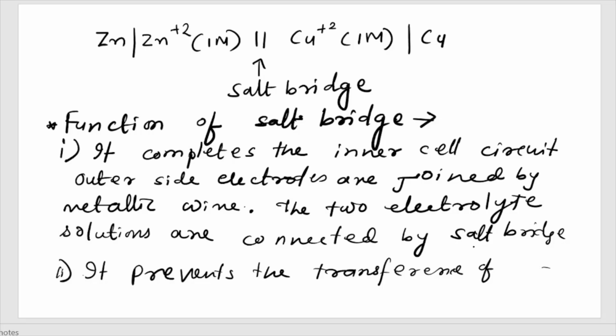Then come to the question, salt bridge. What is the salt bridge and what is the function of the salt bridge? Very important. It completes the inner cell circuit, because in the inner cell what are present? Zn in zinc sulfate solution, copper in copper sulfate solution, and on the outer side the electrodes are joined by a metallic wire. Outer side it is joined with a metallic wire, and the inner side is present here.